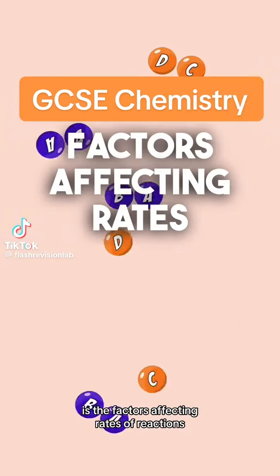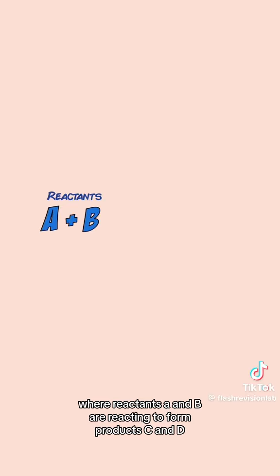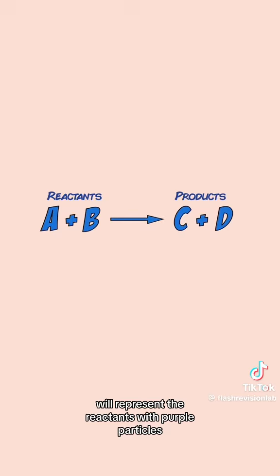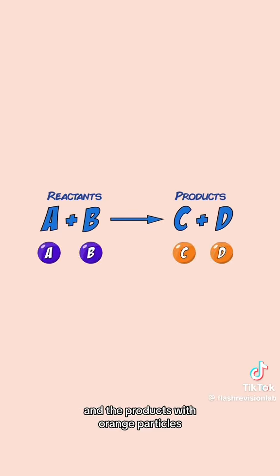Here's the factors affecting rates of reactions in 99 seconds. Let's say we have a reaction where reactants A and B are reacting to form products C and D. We'll represent the reactants with purple particles and the products with orange particles.